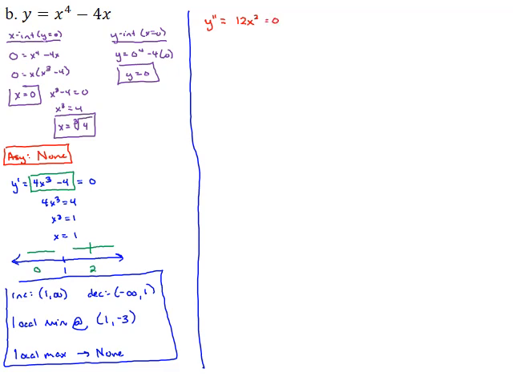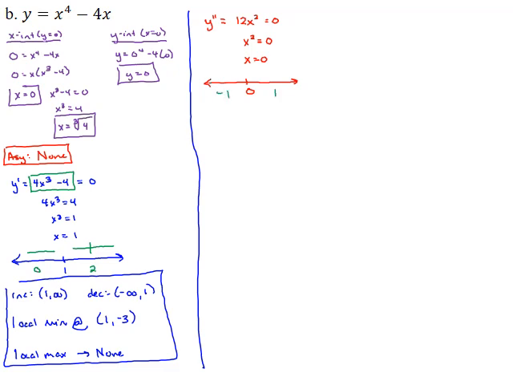Set this whole thing equal to 0 and do a little algebra. Dividing by 12 will give you x squared is 0, and then taking the square root of both sides still keeps you with a 0. Okay, that's nice. Again, only one number. I'm going to plot the 0 right in the middle, and then I am going to pick test values of -1 and let's say +1.